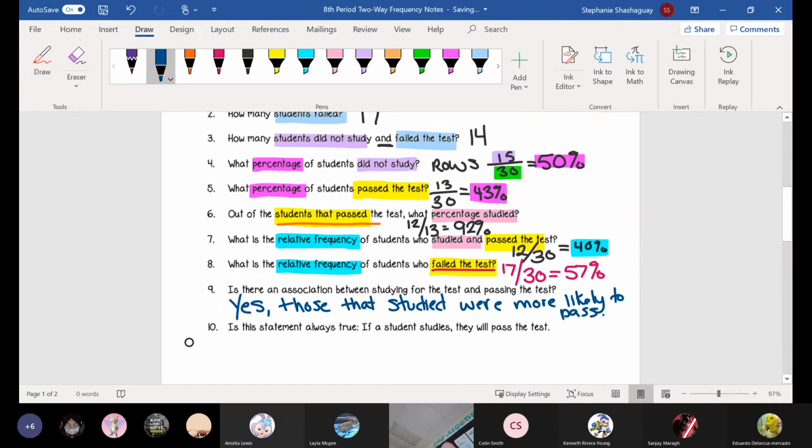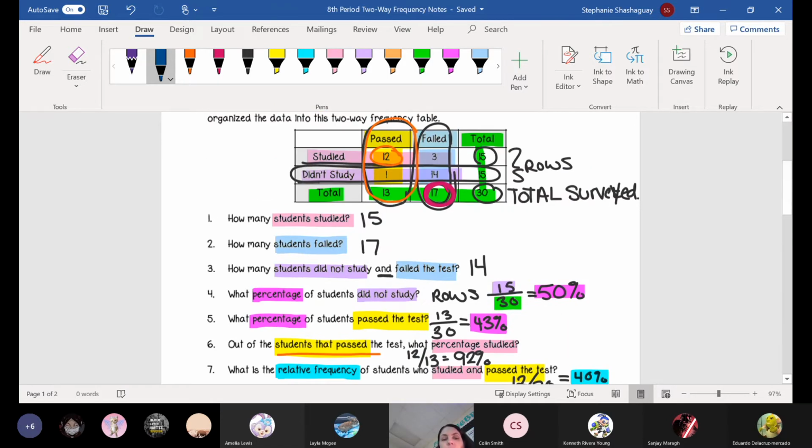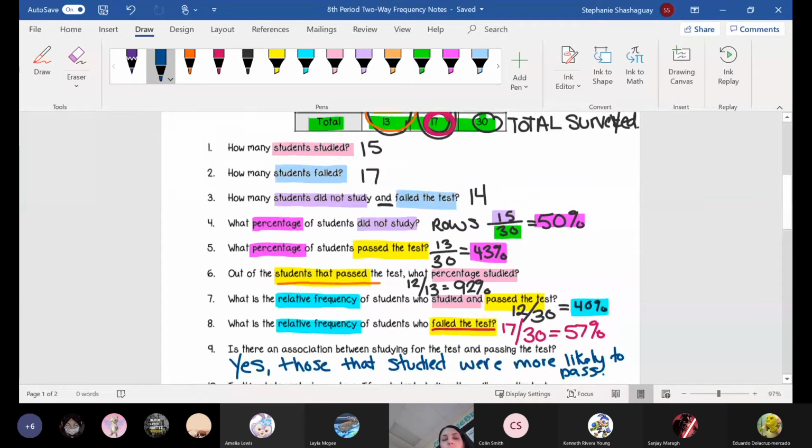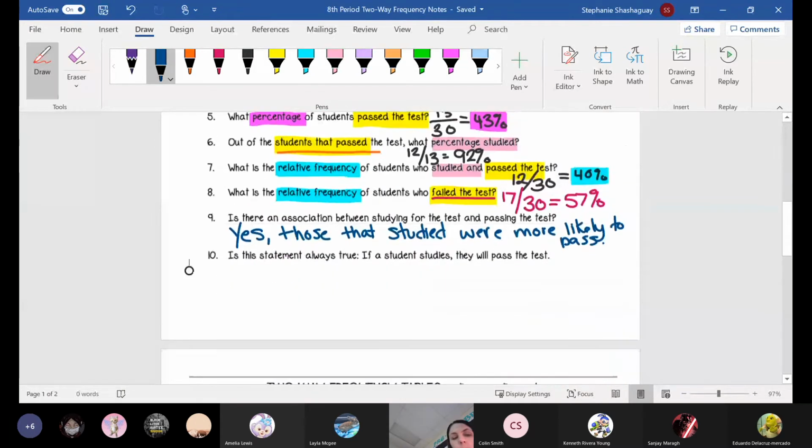Is the statement always true? If a student studies, they will pass the test. Is that always true? No, because there were 3 students who studied that failed. So that answer is no. 3 students that studied failed.